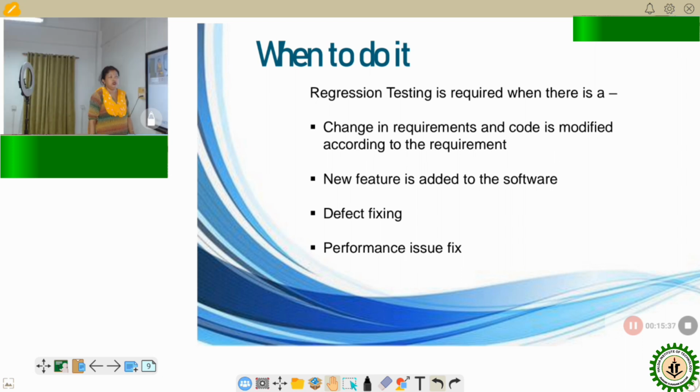When do we do regression testing? When we change the requirement and the code is modified according to our requirement, there we use regression testing. Also when a new feature is added in the software, when a defect is fixed, and when there is a performance issue, there we will use regression testing.